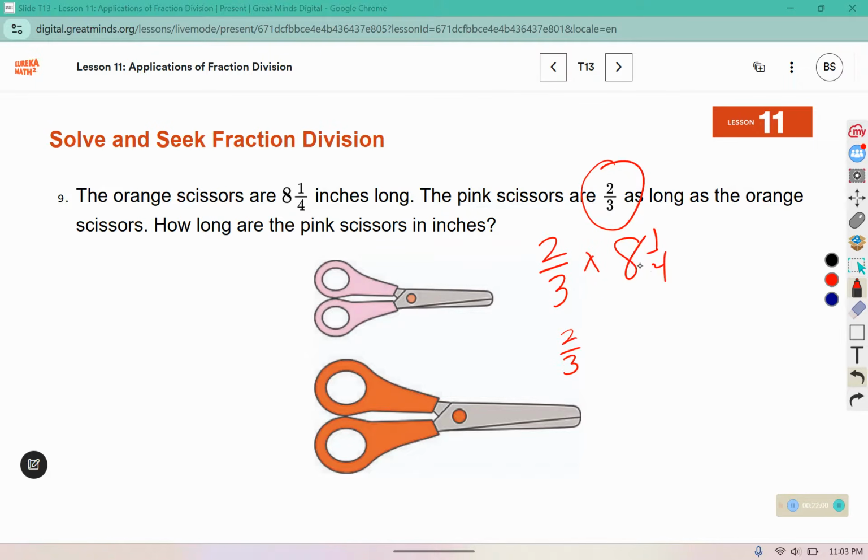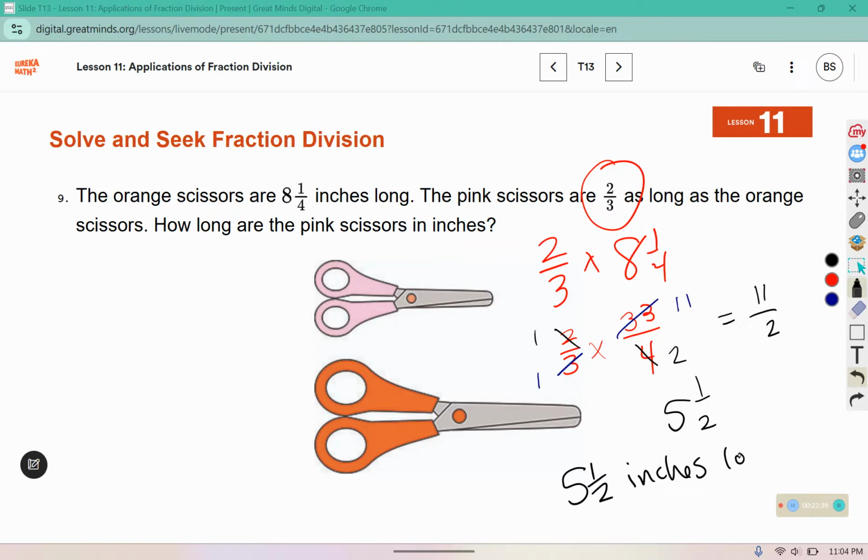Well, 8 times 4 is 32, plus 1 more makes 33. These are both multiples of 3. It takes 11 threes to make 33, and 1 three to make 3. These are both multiples of 2. It takes 1 two to make 2, and 2 twos to make 4. 1 times 11 is 11. 1 times 2 is 2. 2 fits into 11 5 times with 1 extra. So they are 5.5 inches long.